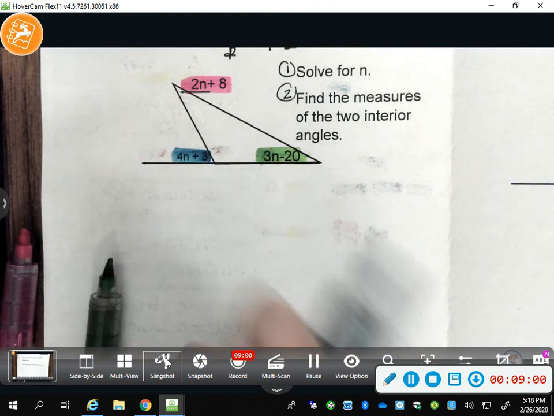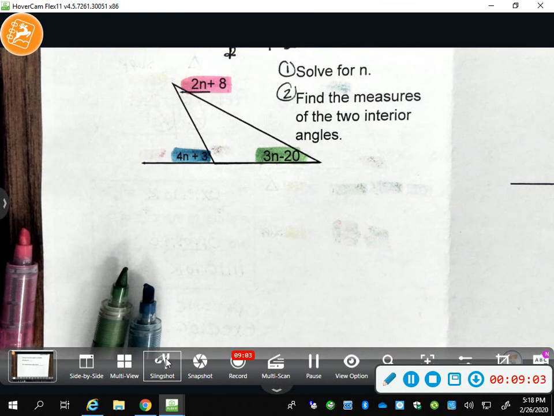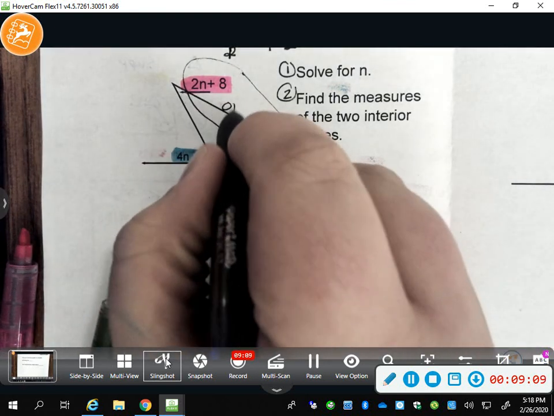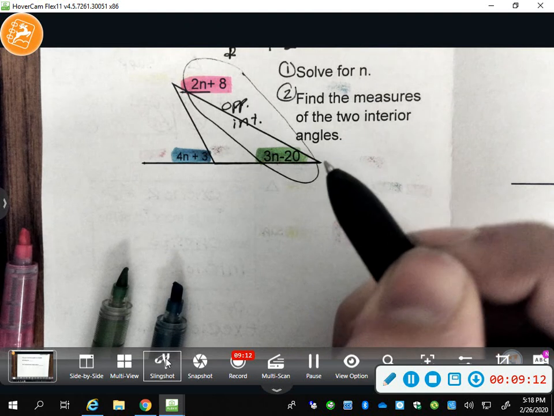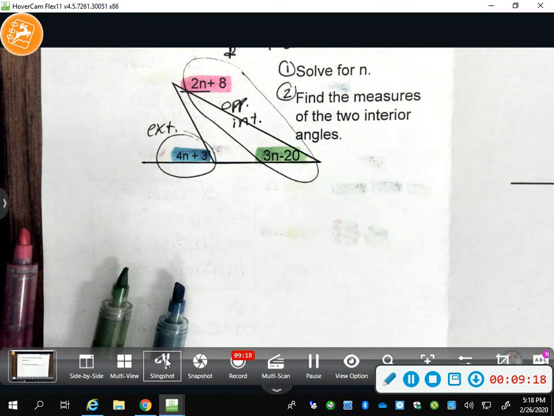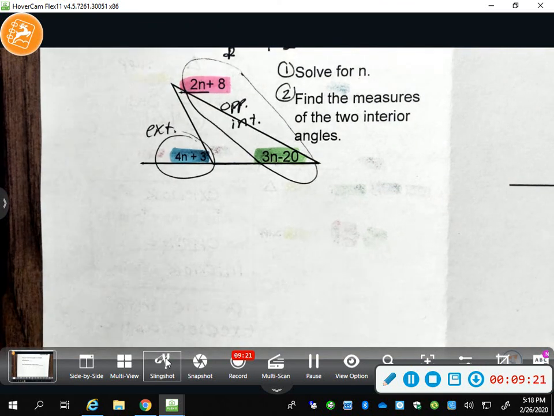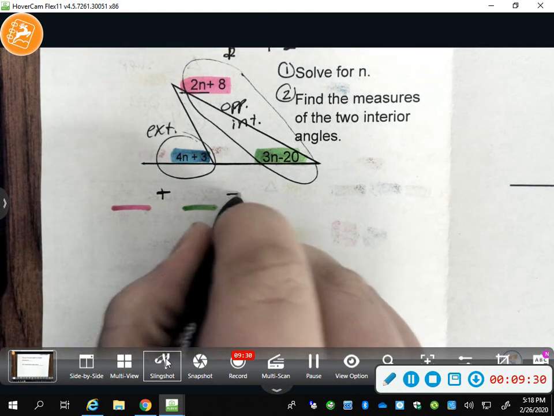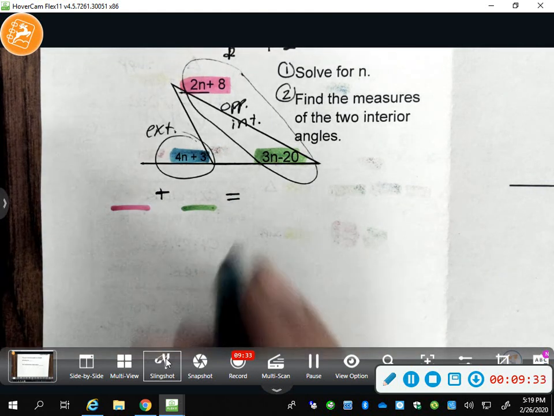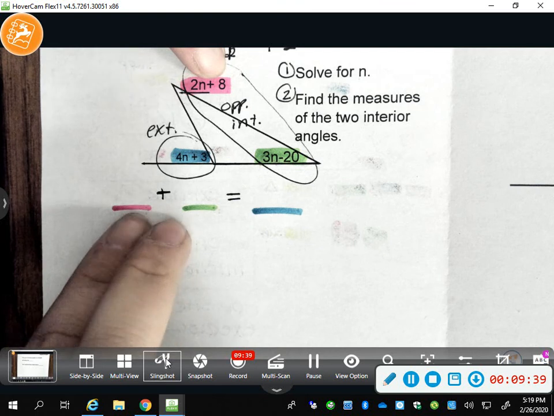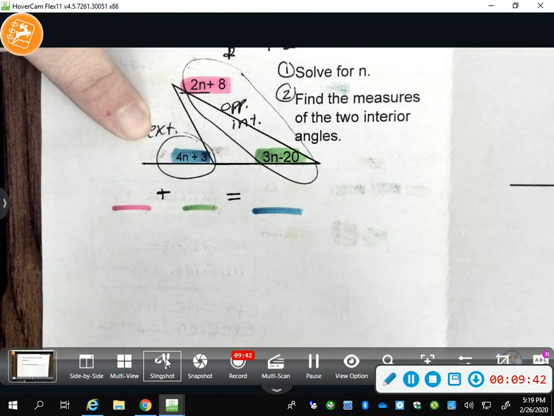We know that the sum of the two opposite interior angles is equal to the exterior angle. So if I took the pink angle and added it to the green angle, their sum, because we're adding, is equal to the blue angle, the exterior angle. The two opposite interior angles added together is equal to the exterior angle.